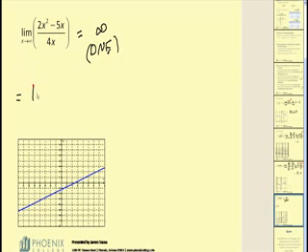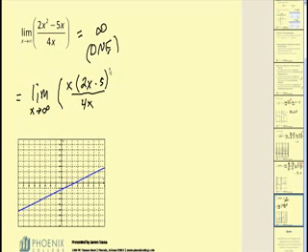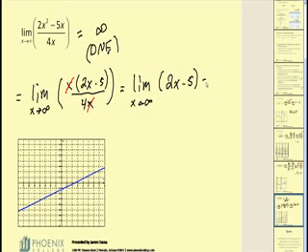Another way to verify this using some algebra, this function can be simplified. There's a common factor of x in the numerator. So if we factored this, we could see that this factor of x simplifies. Therefore, this limit is equal to the limit of 2x minus 5, which obviously again verifies this approaches positive infinity.